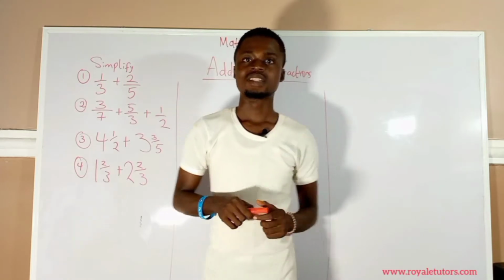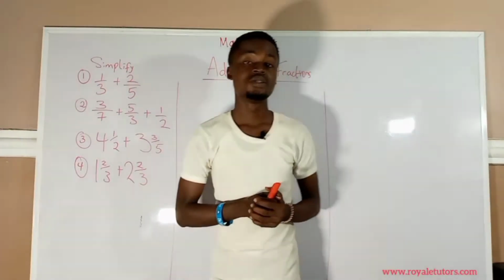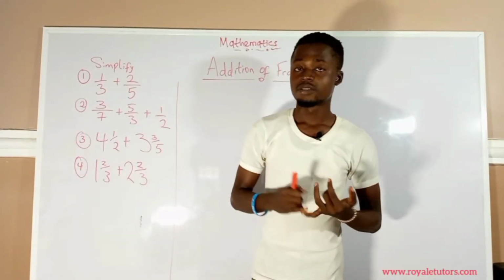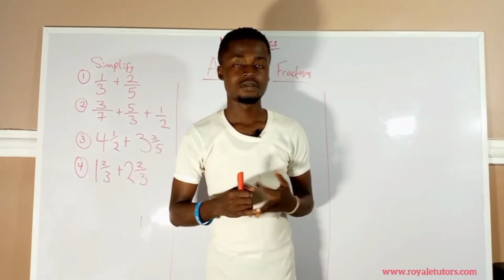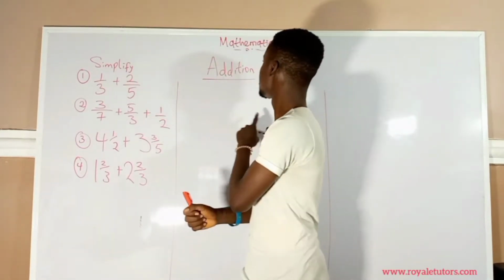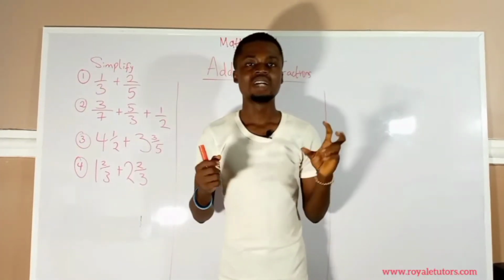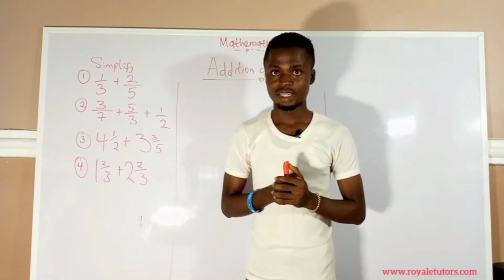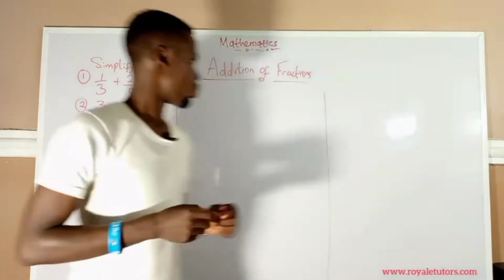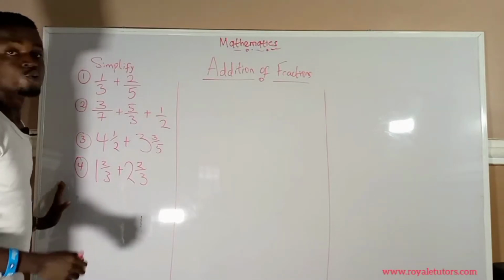Okay, in our last video we started fractions and we were able to introduce the concept of proper fraction, improper fraction, and then mixed fraction. So today we are going to addition of fractions. How do we add two fractional numbers together? Okay, so we have these four examples to deal with.